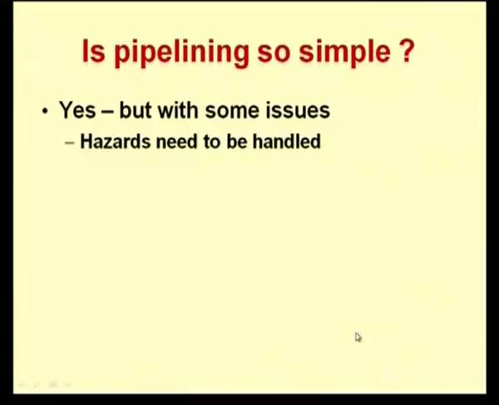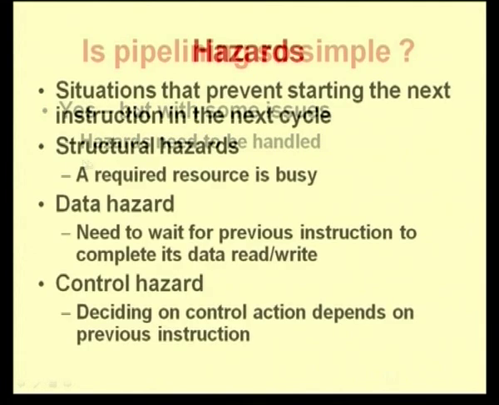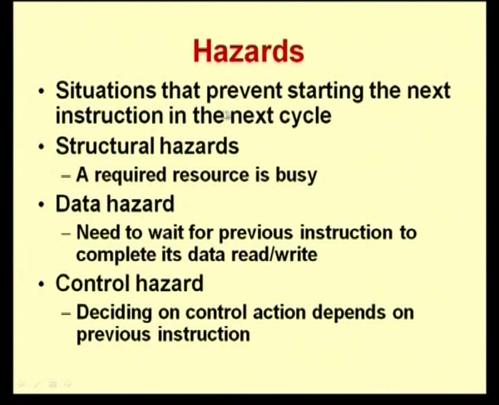Now, the question that we look at is, is pipelining just so simple? The answer to that is, basically yes, but of course, there are some issues that need to be handled. So, what are these issues? One of the primary problems that we have with pipelines are what are called hazards. We need to understand what we mean by these hazards. In very simple terms, we define a hazard as any situation that prevents starting the next instruction in the next cycle.